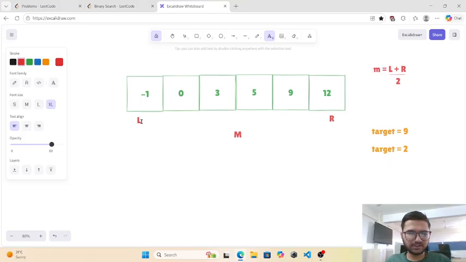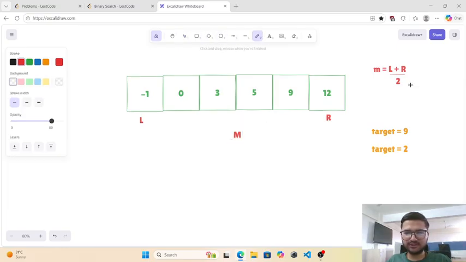And then we check. First of all, we start with L at the zeroth index and right at the last index, and middle is left plus right by 2. In this example, L is 0 and right is 5, with indices 0, 1, 2, 3, 4 and 5. Then 5 plus 0 by 2 is 2.5, and we use its integer part, so we use 2.